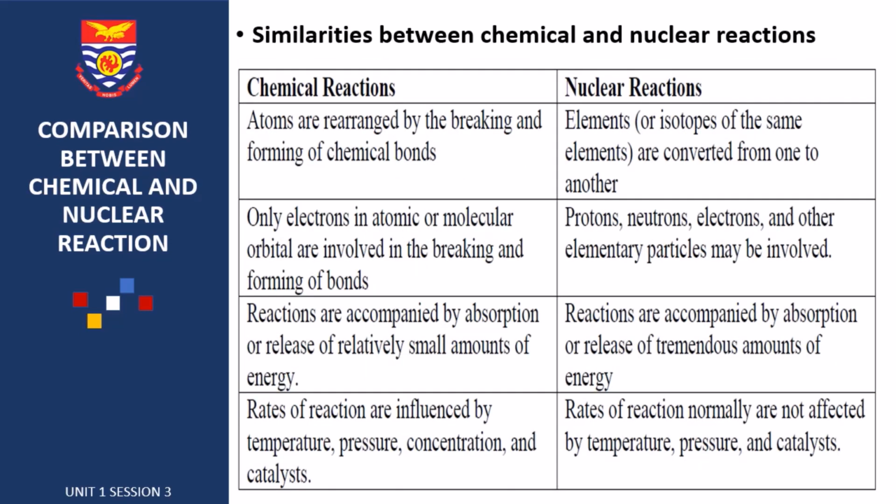Let us look at the similarities between chemical and nuclear reactions. In chemical reactions, atoms are rearranged by breaking and forming of chemical bonds, and this is what results in the formation of new compounds. In nuclear reactions too, there is a conversion of an element to another one by the disintegration of its nucleus.